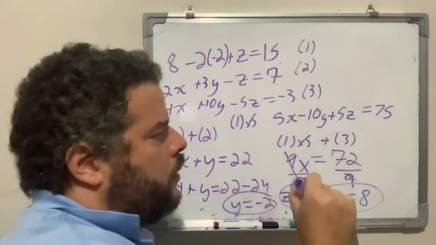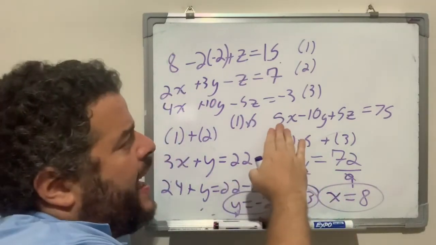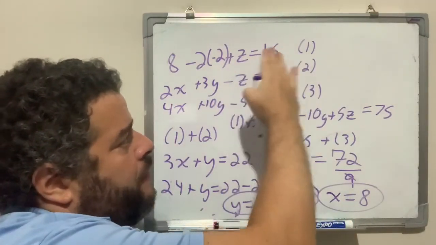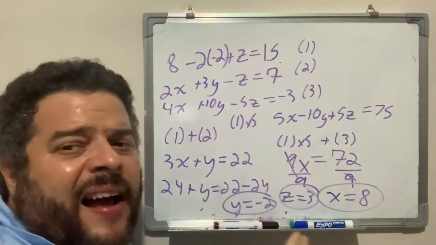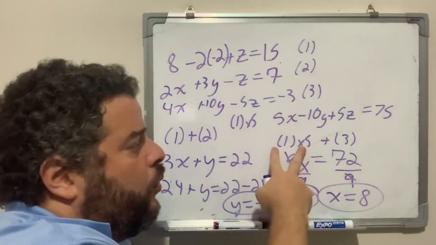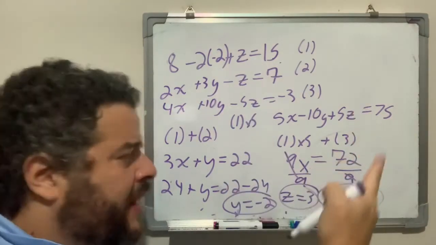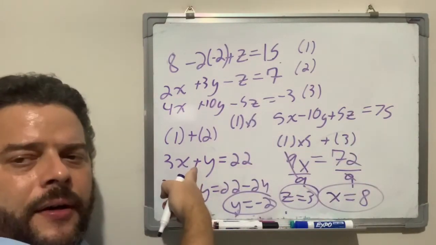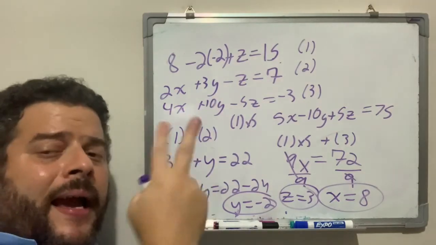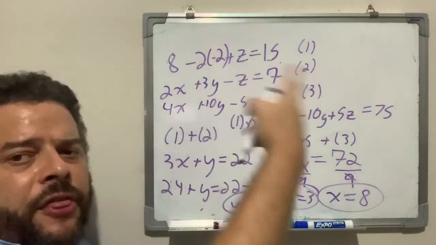Now note, one thing important. When I multiplied this by 5 and I added it here, I was lucky that two variables canceled out and I was left with one variable that I then plugged in here to find the second variable, and I used those two variables to find the third value.